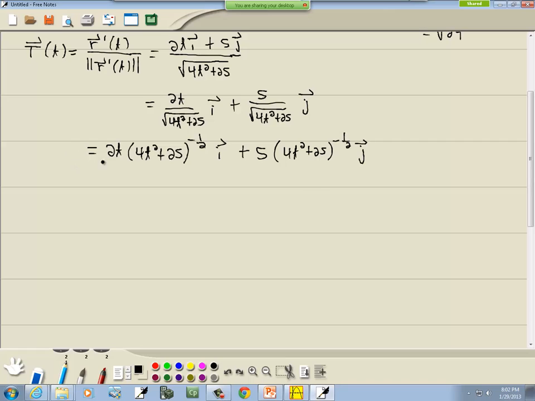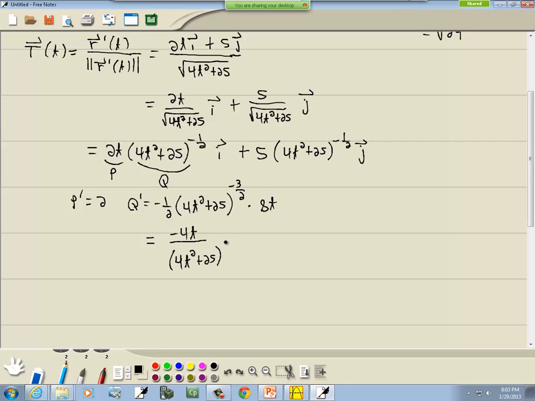Now, for a derivative, this is going to be p, and this is going to be q. So p prime will be 2. For q prime, this is the chain rule. We've got parentheses to a power. Take the power, put it out in front. What's inside the parentheses remains as is. Lower your power by 1. Negative 1/2 minus 1 gives us negative 3/2 times the derivative of what's inside the parentheses, which would be 8t. Well, negative 1/2 times 8t gives us negative 4t. So up on top we've got negative 4t. And I'll take this parentheses to a negative power down to the denominator. I'll learn to speak someday. 4t squared plus 25 to the positive 3/2.